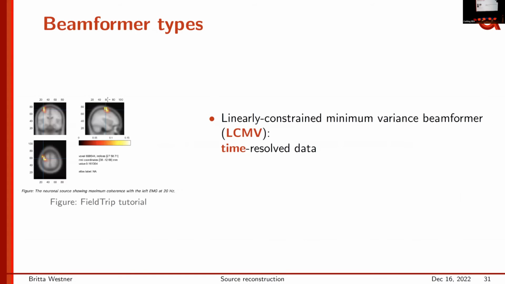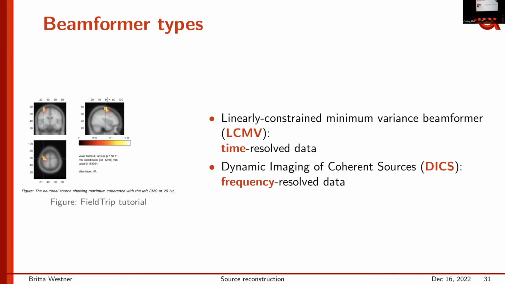We have different beamformer types. I have been explaining everything up so far using the linearly constrained minimum variance beamformer, the LCMV beamformer, because it minimizes the variance, which is mostly used for time resolved data. But in the early 2000s, Joachim Groß et al. derived a second kind of beamformer from this first one, which is more geared towards frequency resolved data, the so-called dynamic imaging of coherent sources, or DICS beamformer.